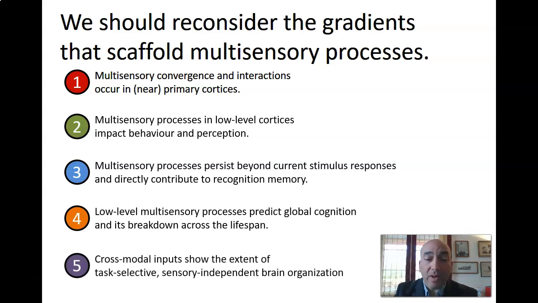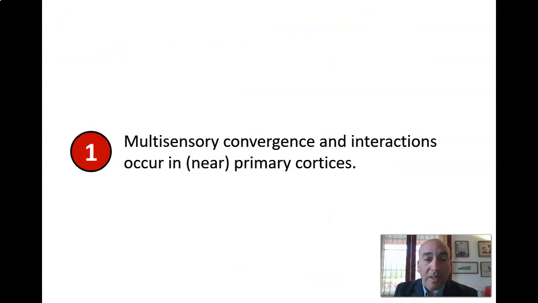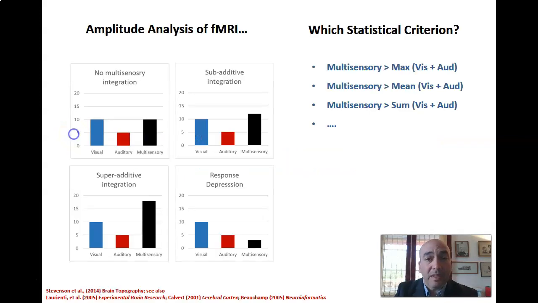And finally, that cross-modal inputs can change the way that we're examining and considering the role of task-selective and sensory-independent brain organization. So let's jump right into it. How do we demonstrate that multisensory convergence and interactions occur in primary cortices?